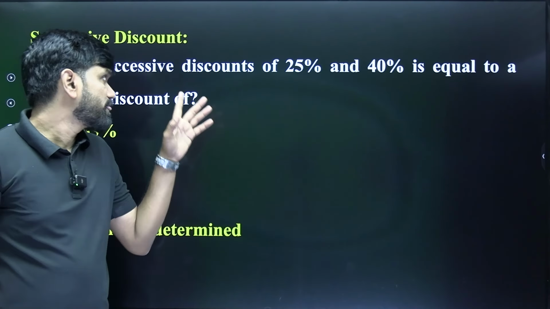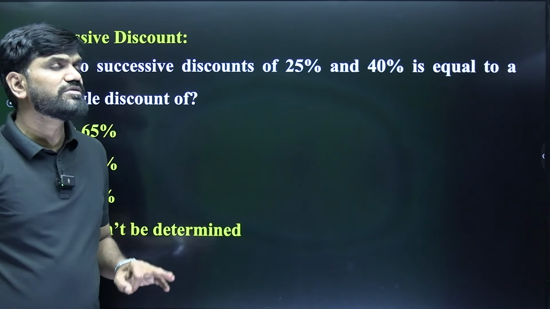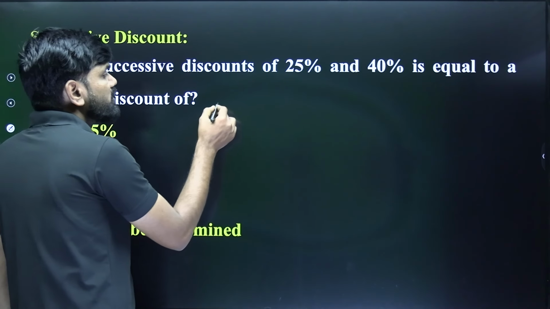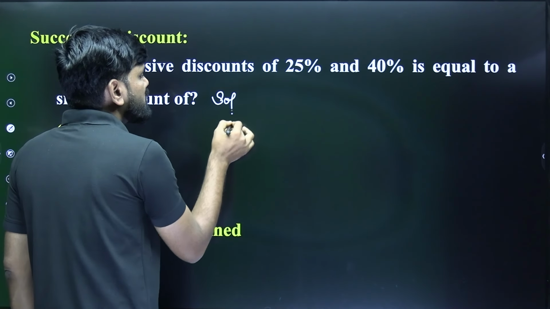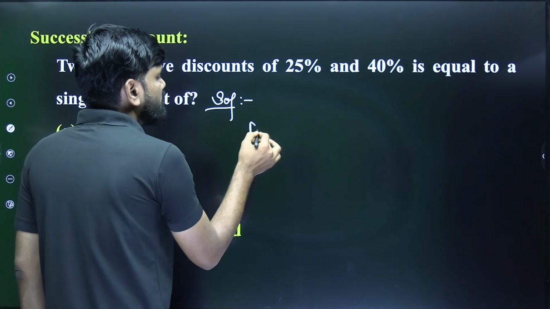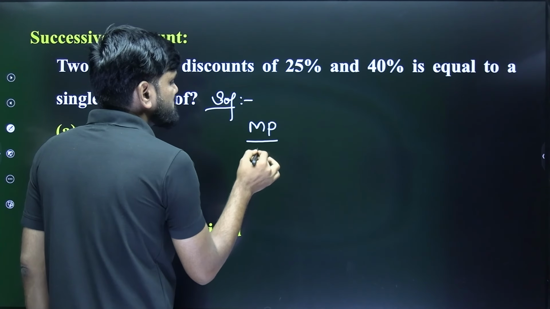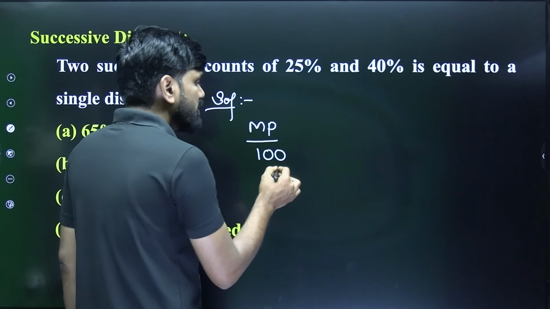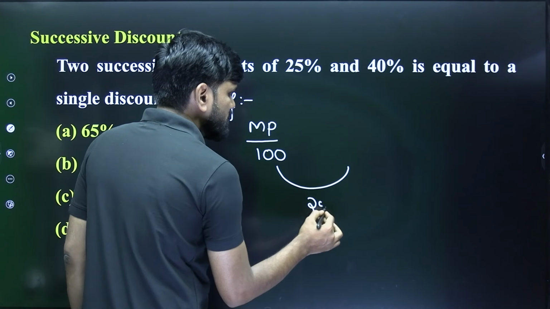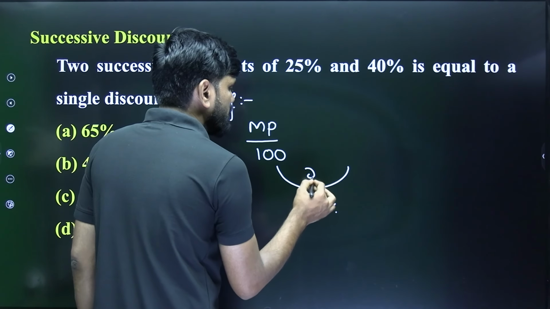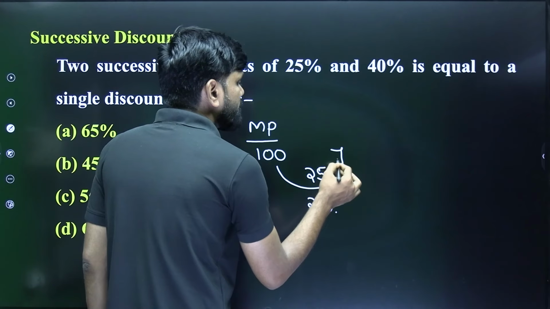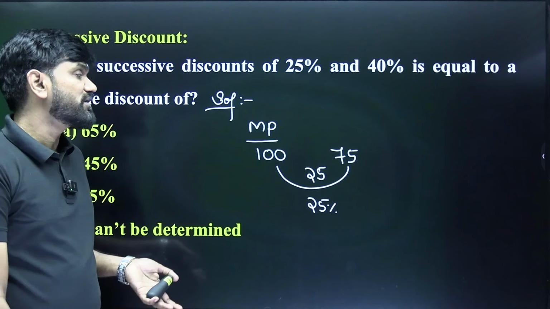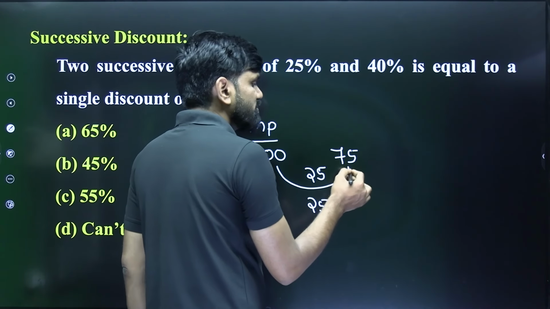Now they are asking you for two successive discounts of 25% and 40% is equal to a single discount of. So we assume the market price over here because the discounts are given on market price. So if the market price is 100, there are two successive discounts of 25% and 40%. If a discount of 25% is offered, how much the buyer has to pay? 75. But he got another discount. That another discount is 40. That has to be taken on 75.